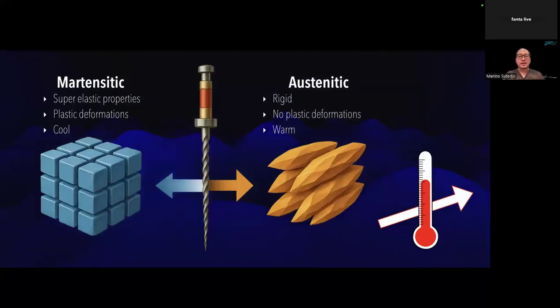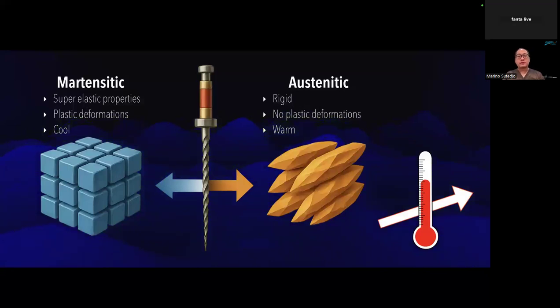NiTi actually is nickel titanium. Nickel in this case is responsible for the stiffness and the rigidity, and the titanium is more with the flexibility. But it's not just about the materials, nickel and titanium. NiTi itself has two phases. The first phase we call the martensitic phase, and the second phase we call the austenitic phase.